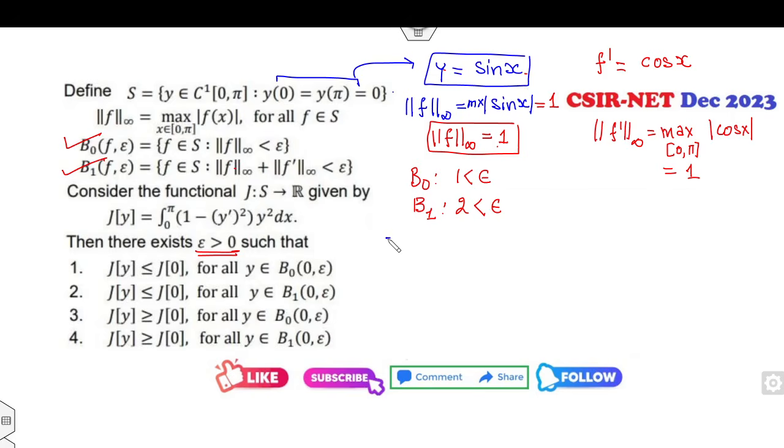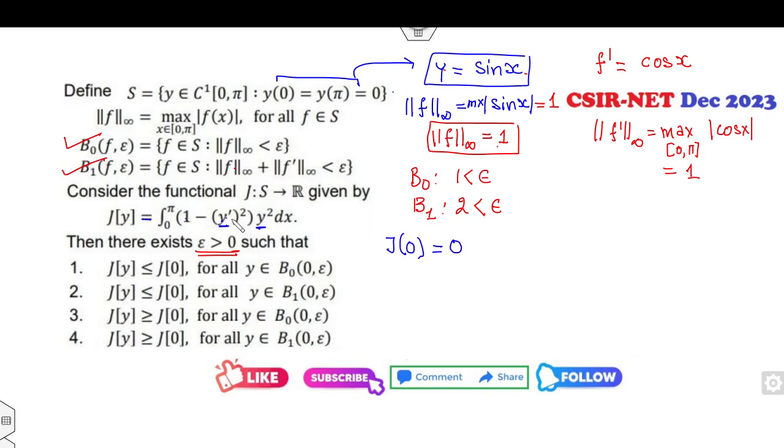Then I can find the value of J0 because all the cases hold. What is J0? It is 0, that is sine 0. So J0, that is y is equal to 0, y dash is also 0. So the answer is 0. How can you find J of y? Look at that. How can you find the value of J of y?